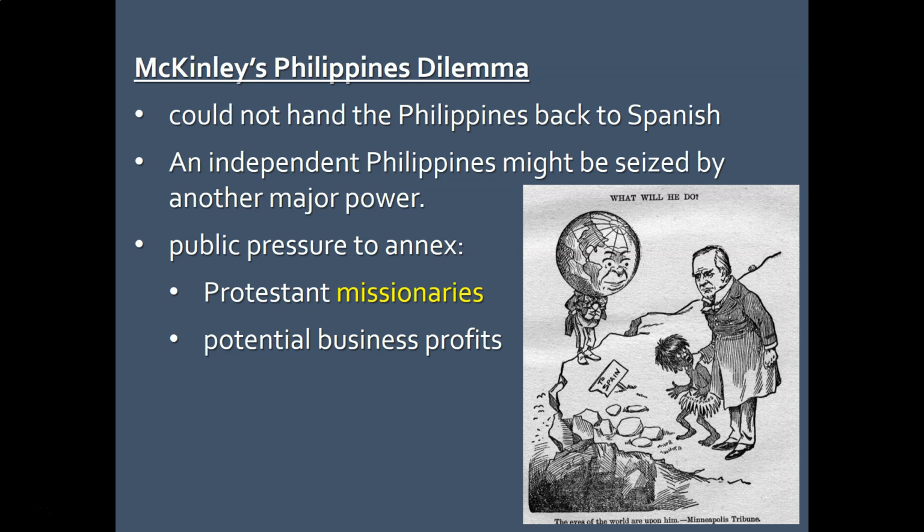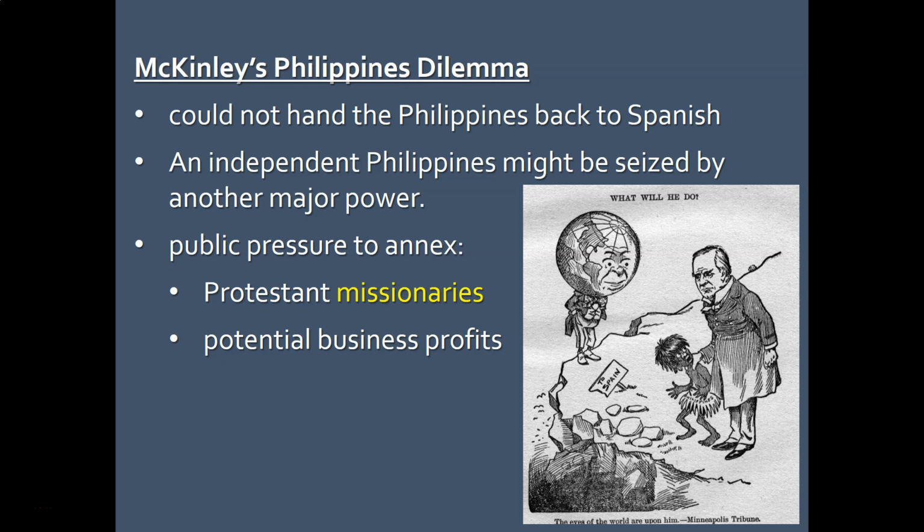They want to go in there and spread Protestant faith because the Philippines was largely Catholic. He's also getting a lot of pressure from business leaders thinking they can make a lot of money in the Philippines. And he's just not sure what to do. Now, the way McKinley tells it is he was basically one night pacing the halls of the White House, just couldn't sleep because he's wrestling with this. What do we do with the Philippines?